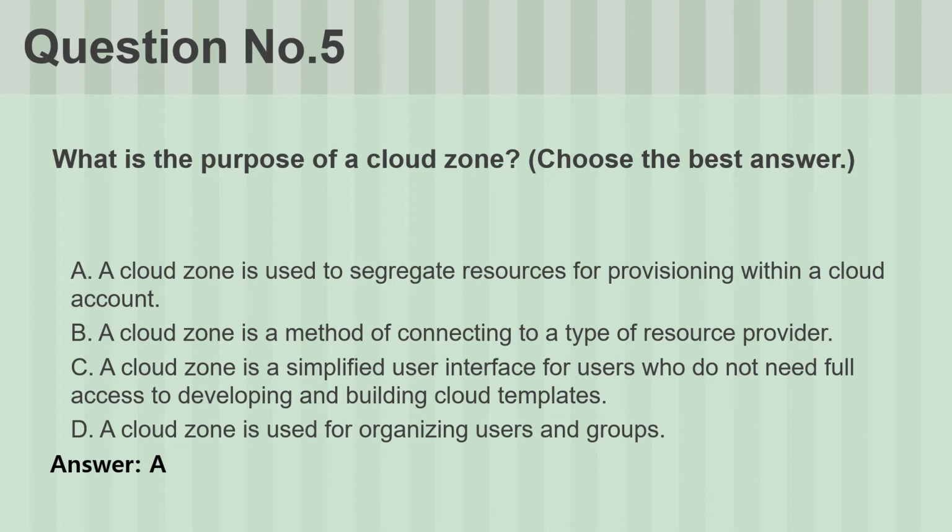Question number 5. What is the purpose of a cloud zone? Choose the best answer. A. A cloud zone is used to segregate resources for provisioning within a cloud account. B. A cloud zone is a method of connecting to a type of resource provider. C. A cloud zone is a simplified user interface for users who do not need full access to developing and building cloud templates. D. A cloud zone is used for organizing users and groups. Answer: A.